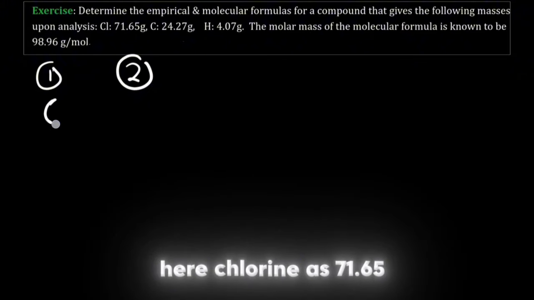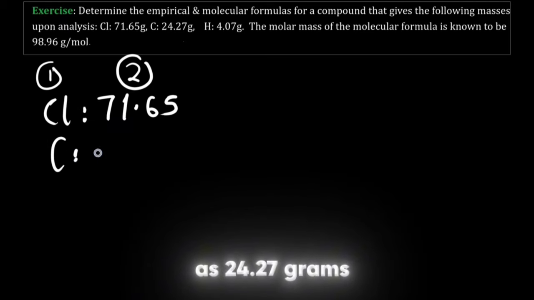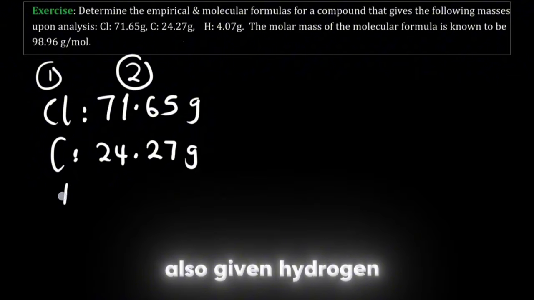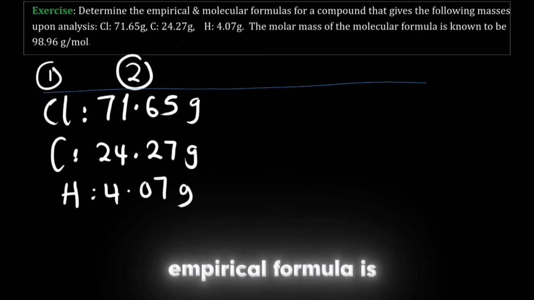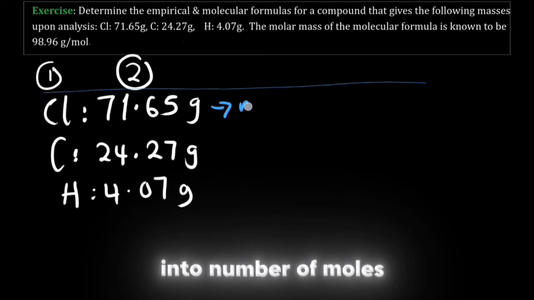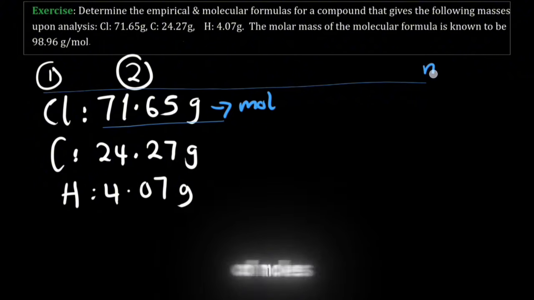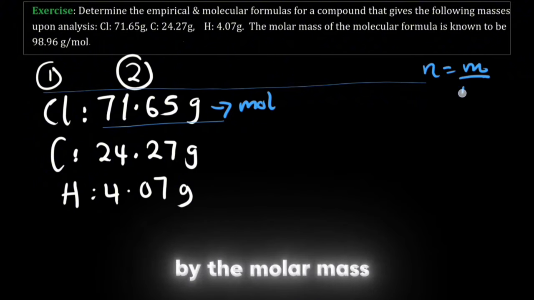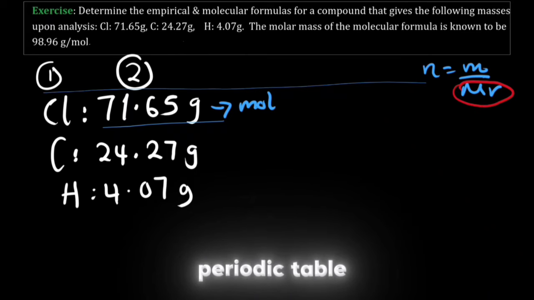We are given here chlorine as 71.65, and we are given here carbon as 24.27 grams, and we are also given hydrogen as 4.07 grams. The first step to finding the empirical formula is you change this into number of moles. Now this here is the mass, and we know that the number of moles is equal to the mass divided by the molar mass, and the molar mass can be found in the periodic table.